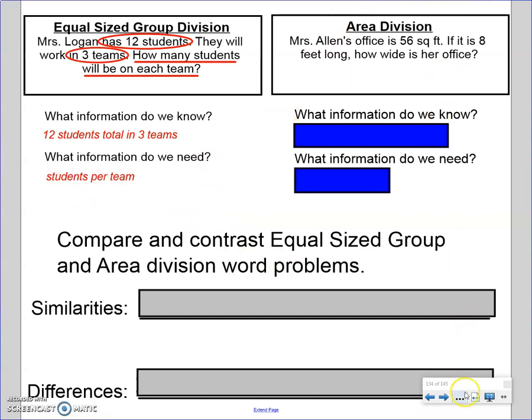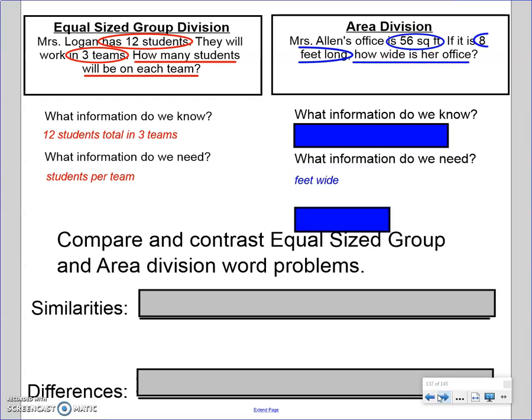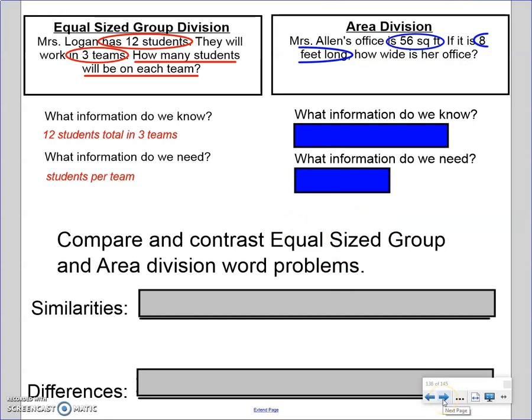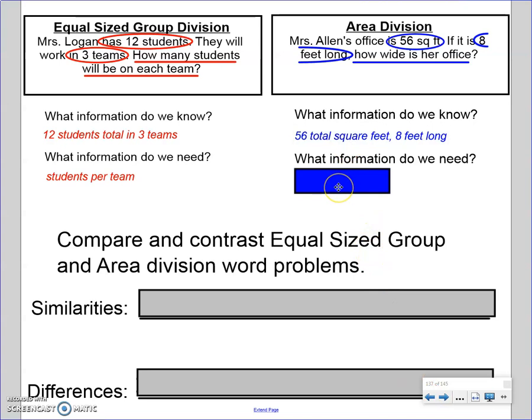Look at this area division problem. Mrs. Allen's office is 56 square feet. If it is 8 feet long, how wide is her office? One piece of information in that problem is that her office is 56 square feet. The other piece of information is that it's 8 feet long. Of course, the question is asking how wide is her office. So the information we know is that the office is 56 total square feet and 8 feet long, and we're trying to figure out how many feet wide the office is.